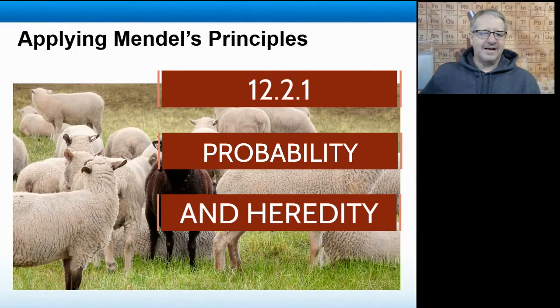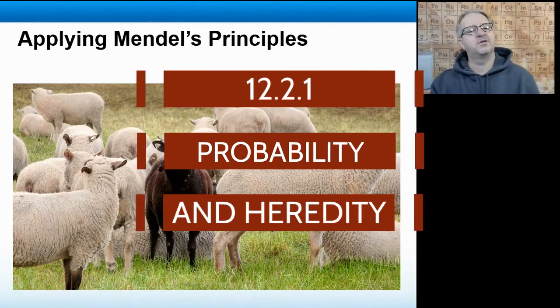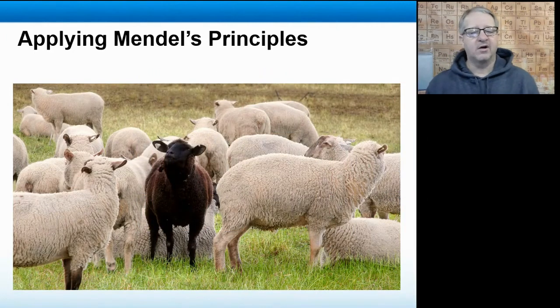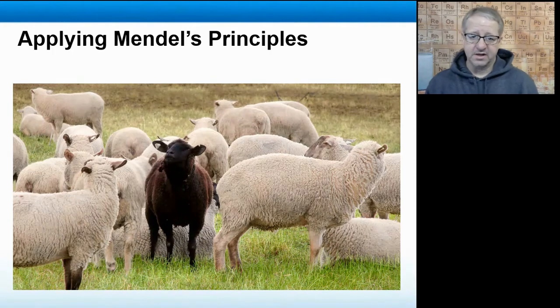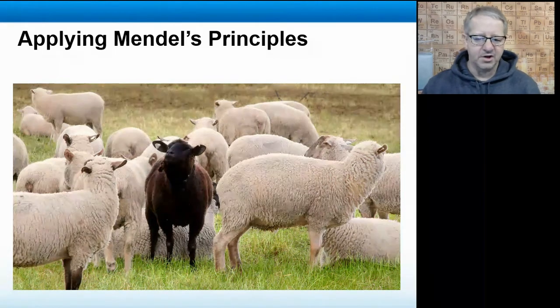All right, so this lesson is about applying some of those principles that we learned that Mendel had figured out in his experiments. As we get into this, we're going to take Mendel's principles and apply them in ways that he was never able to, because he didn't have the technology to see what was going on in some more complex arrangements of alleles. But we're going to get into that. So let's go ahead and get started.